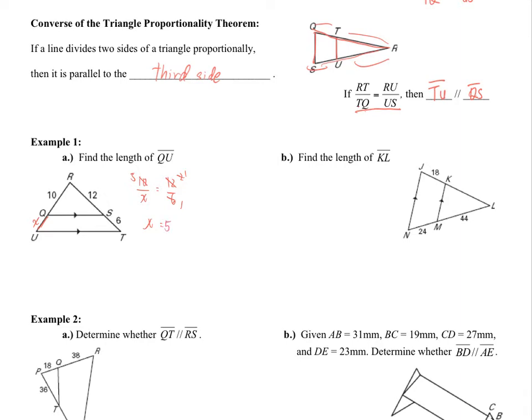And then the next one, Part B, find the length of KL. Again, I can set X for KL, and I can do X to 18 equals 44 to 24. And then I can simplify. 18 divided by 6 is 3, 24 divided by 6 is 4, and 44 divided by 4 is 11. So cross multiply, X equals 33.